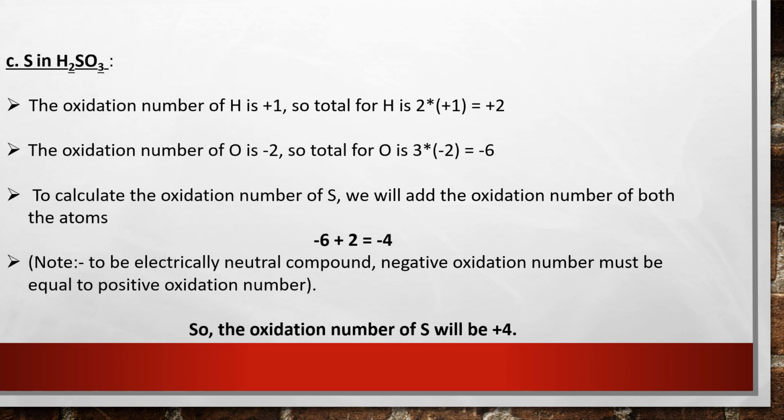Our next problem is to find the oxidation number of sulfur in H2SO3. The oxidation number of hydrogen is +1 and there are 2 hydrogen atoms in H2SO3, so the total for hydrogen is 2 multiplied by +1, equal to +2. The oxidation number of oxygen is -2, so the total for oxygen is 3 times -2, equal to -6. To calculate the oxidation number of sulfur, we add the oxidation numbers of both atoms: -6 plus 2 equals -4. For the compound to be electrically neutral, the negative oxidation number must be equal to the positive oxidation number. So the oxidation number of sulfur will be +4.